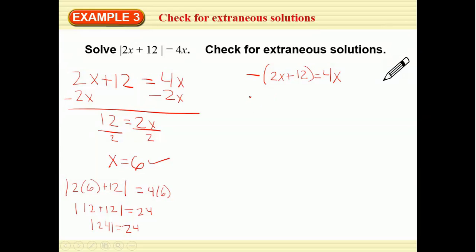Let's check the other problem. I'm going to distribute that negative into my problem here. Whoops, almost forgot the 12 there. Let's add 2x to both sides.